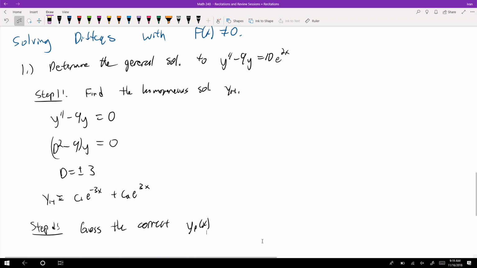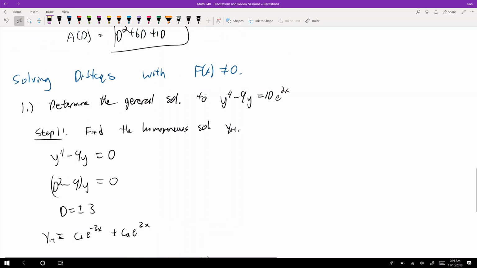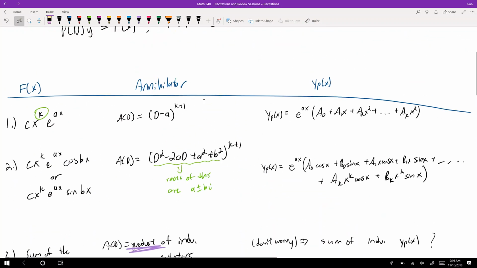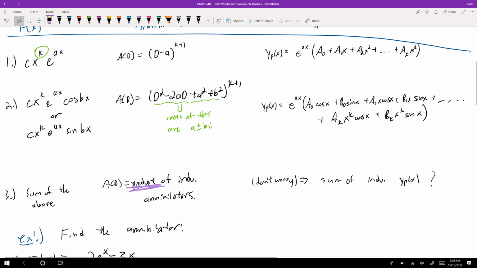So now what we do is we look at the right-hand side. It's 10 e to the 2x. So we go up here to our table and we say, okay, 10 e to the 2x, what does that look like? It looks like this guy.